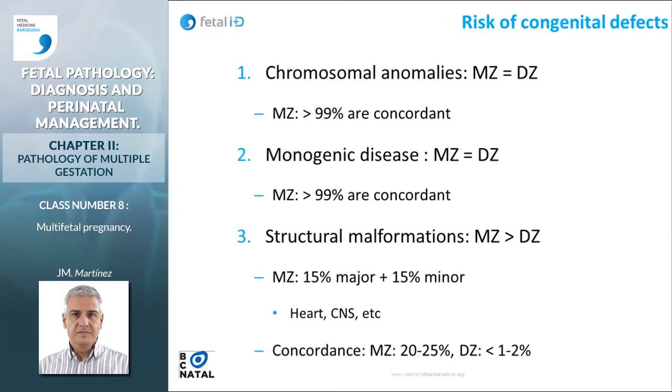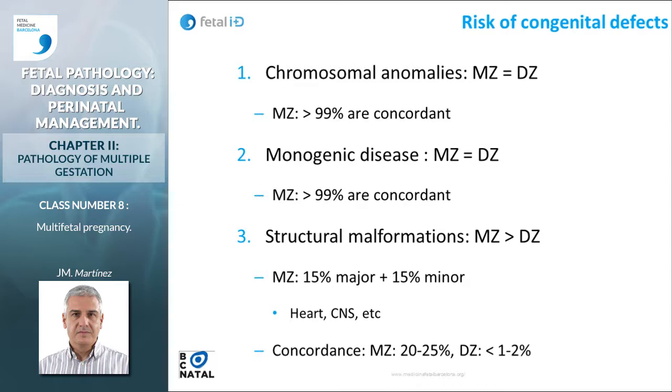Regarding the chromosomal defects, the risk of chromosomal anomaly is the same in monozygotic as in dizygotic. But it is important that if there is a monozygotic gestation, the anomaly in both of them will be concordant. If there is Down syndrome, both will have Down syndrome. On the contrary, in dizygotic, this will be rare. The risk of monogenic disease, such as cystic fibrosis or achondroplasia, will be the same in a monozygotic and dizygotic pregnancy. But we have to keep in mind once again that if one of the fetuses has it, the other one will have it as well.